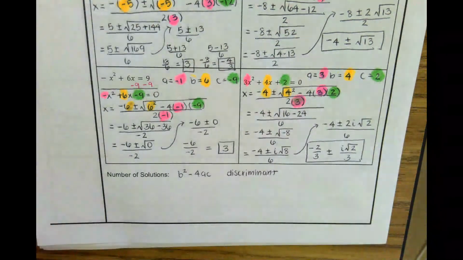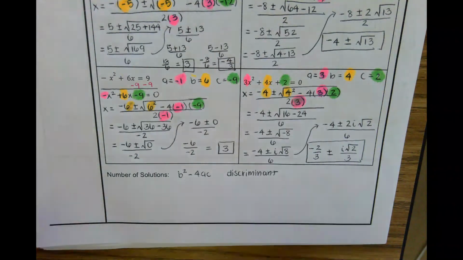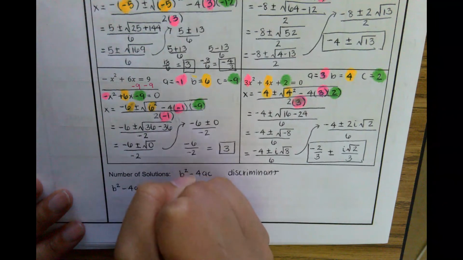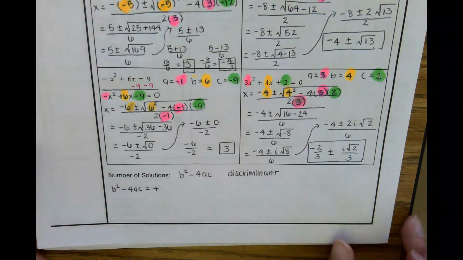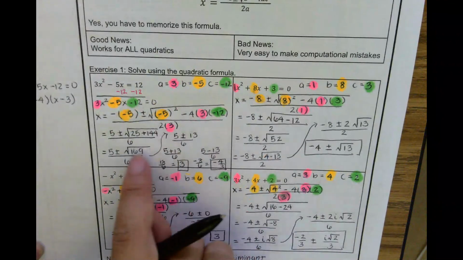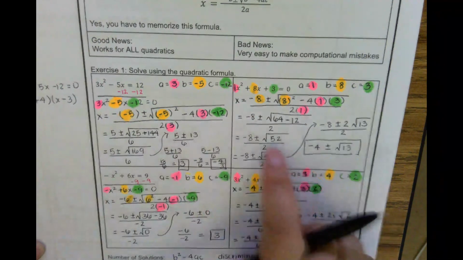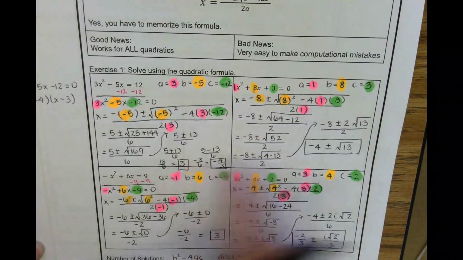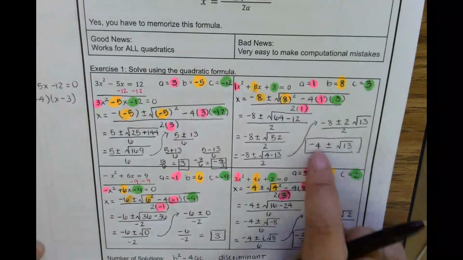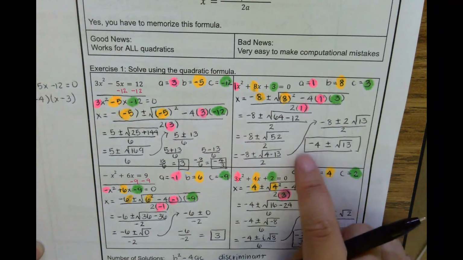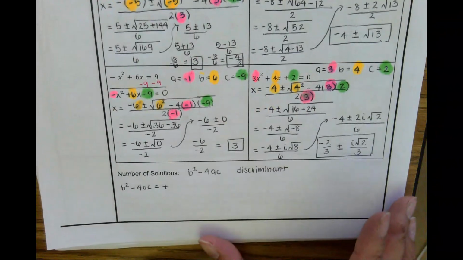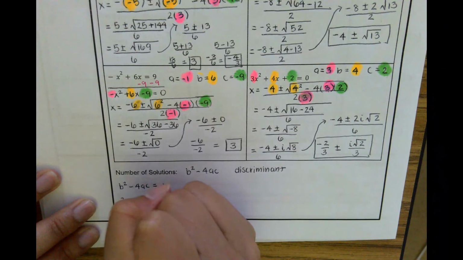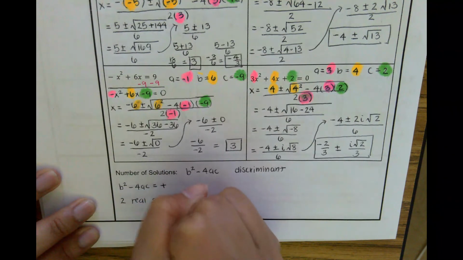Right? And so what we realize is that when b squared minus 4ac is a positive number, what we have in the square root is positive. So for instance here when it was a positive 169, or here when it was a positive 52, we end up with 2 real solutions. Right? So this one is negative 4 plus square root of 13 and negative 4 minus square root of 13. So when our discriminant, the thing inside that square root, is positive, we end up with two real solutions.